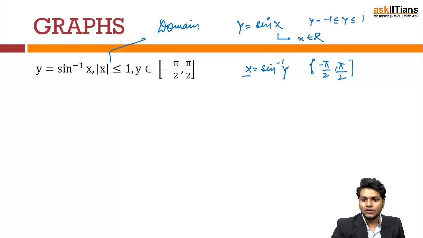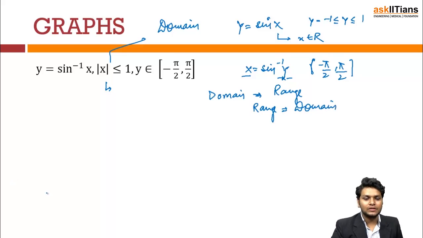See, as I know, the value that y can assume in case of sine is always going to be between minus 1 to 1, so the domain for this inverse function will become that. Because what we have learned is that whenever you are finding an inverse function, whatever was the domain earlier will become the range, and whatever was the range will become the domain.